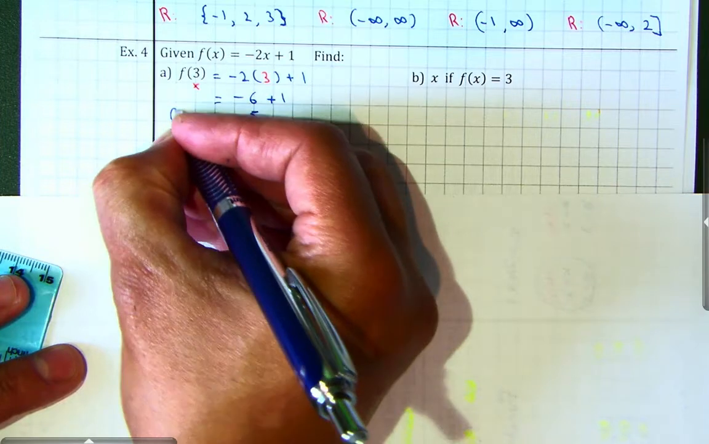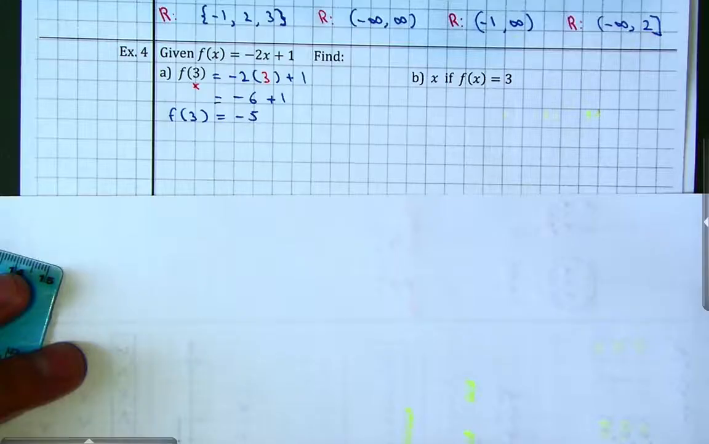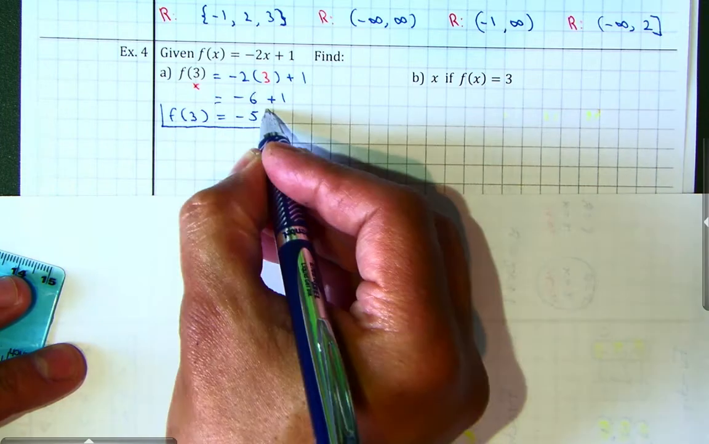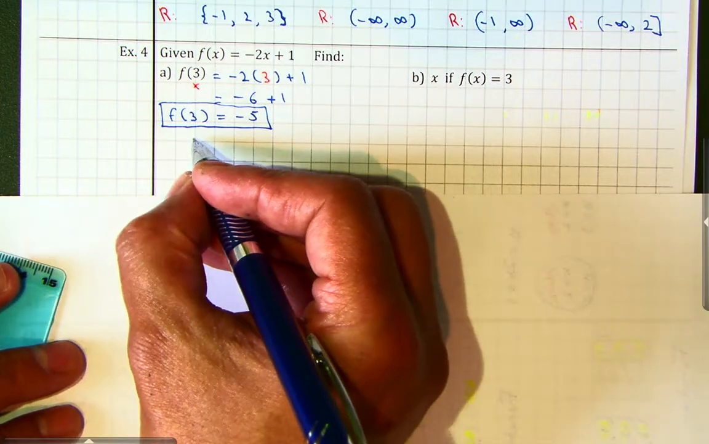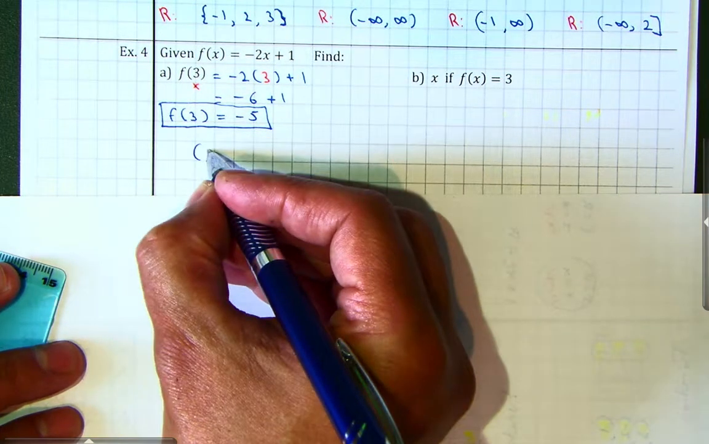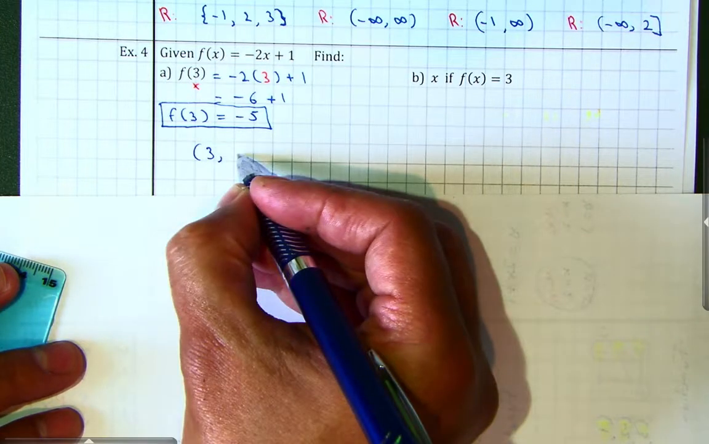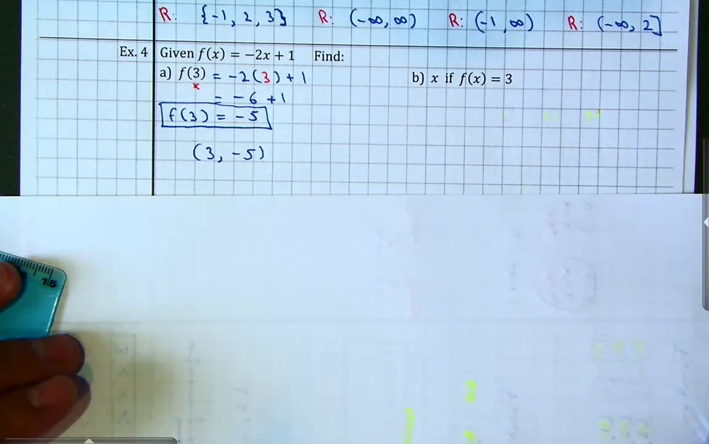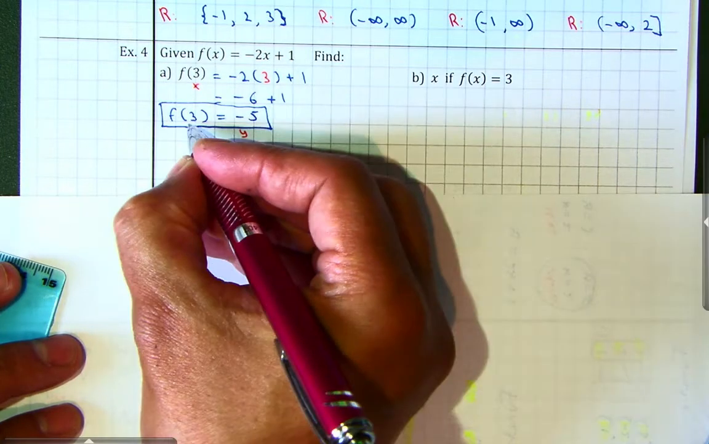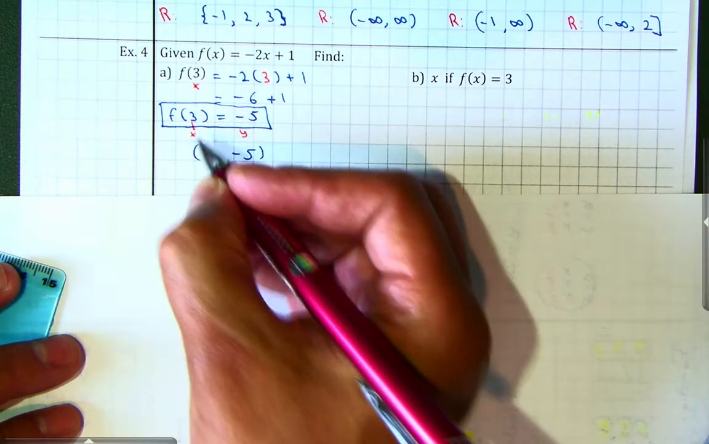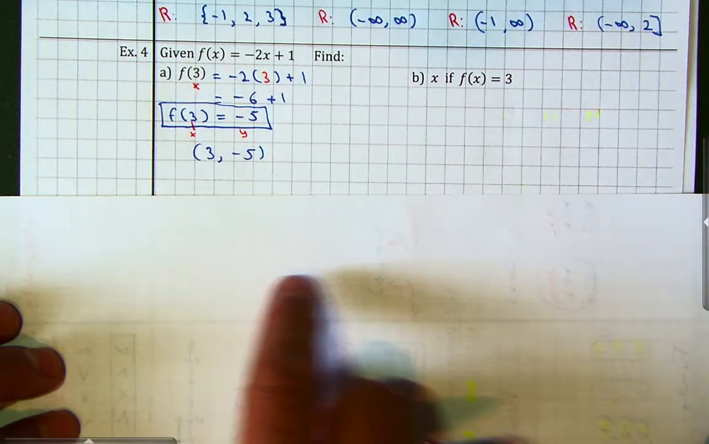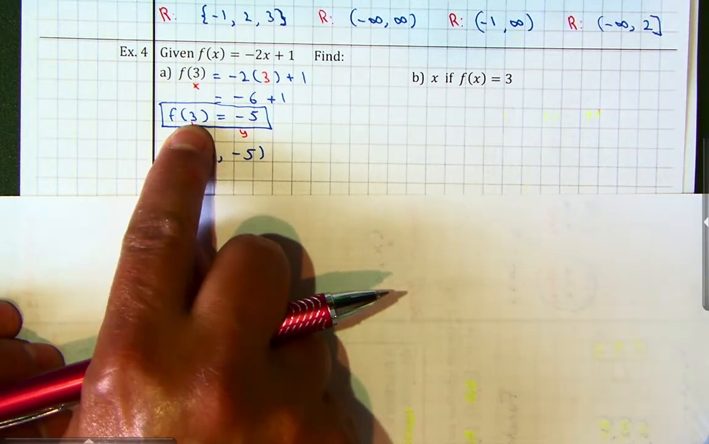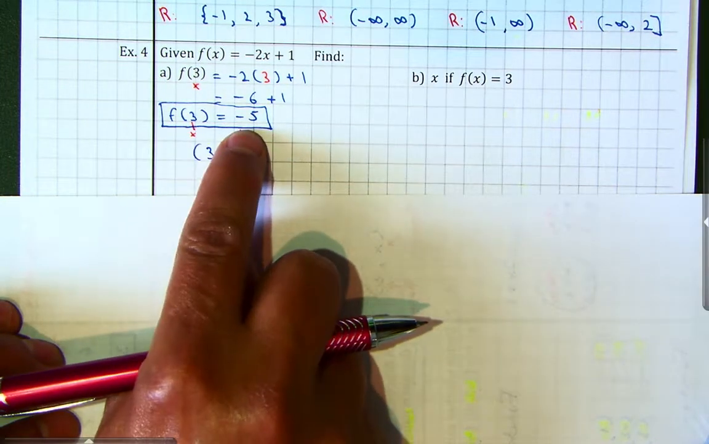F of 3. Now this is a notation that you want to get used to. And what's nice about this notation is that this represents a point. You type in a 3, you got back a negative 5. So this is your y value, and what you typed in is your x value, or what you substituted. So in this case, they tell you the value they plugged in and the corresponding y value, which represents a point.